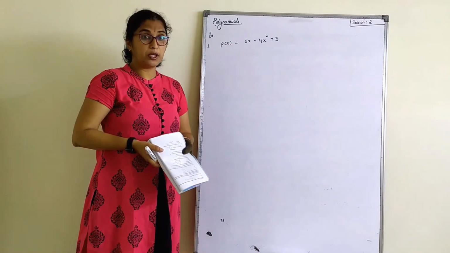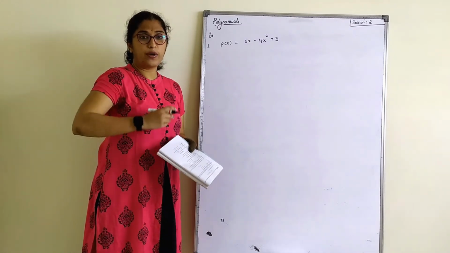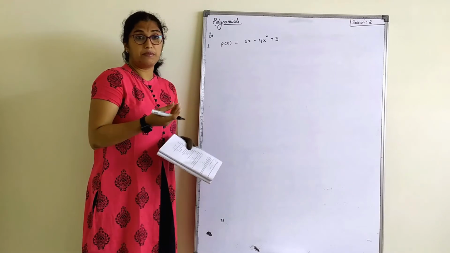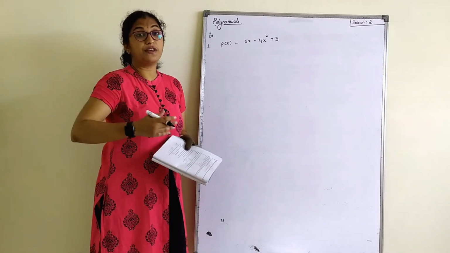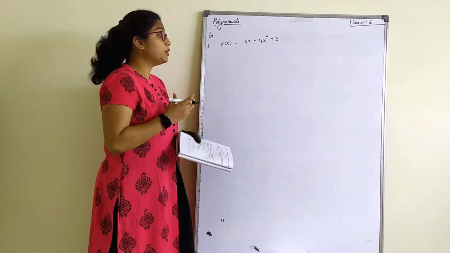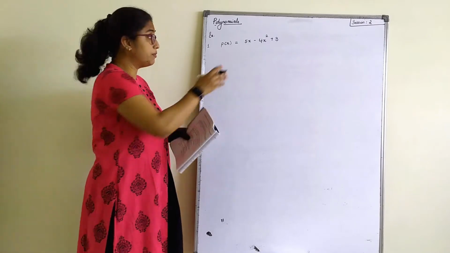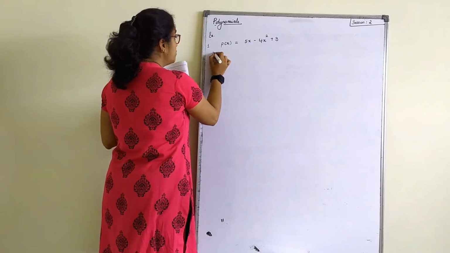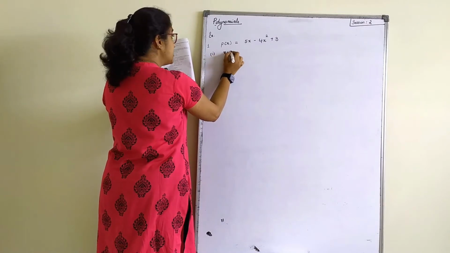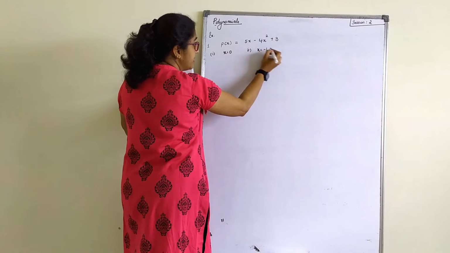Why is it only p of x? Because it is a polynomial, you will understand. Why not g of x? Why not q of x? You will understand, because g of x and q of x are written for quotient, and r of x is written for remainder. So p of x we write for this. Find the value of the polynomial where they have given you the value of x. So the first x value is given as 0. For the second, the x value is given as minus 1.